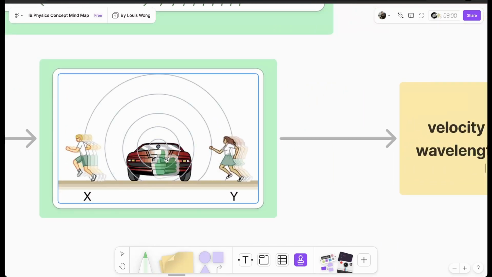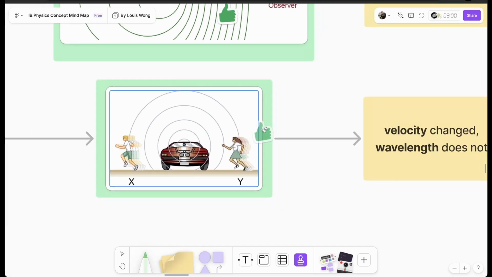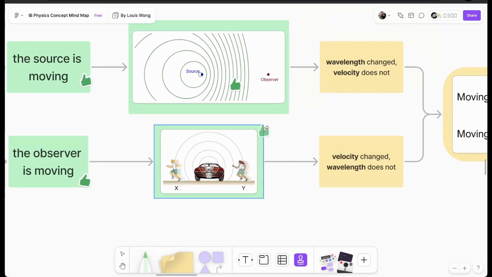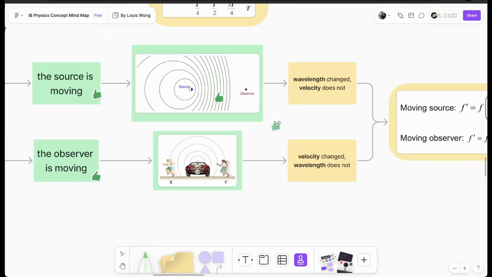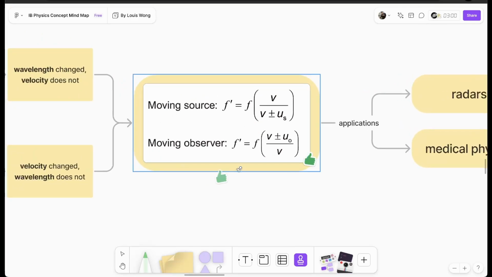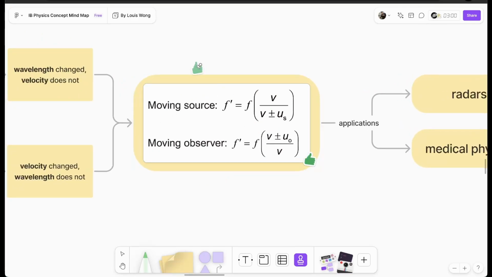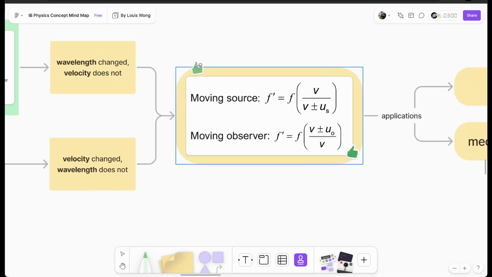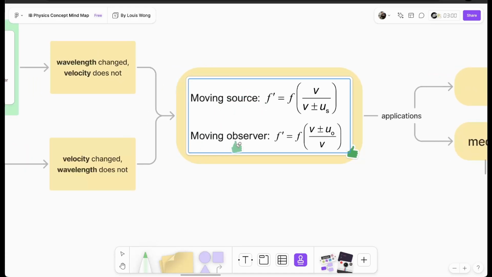Imagine the car is just here, having its horn on, making a sound, and someone is running by. The waveform is exactly the same as it was. It's just the way that it is perceived by the persons X and Y here that will be different, depending on their relative speed to the wave. And so for the HL students, you can then derive the more standard Doppler effect formula for the moving source and moving observer cases.